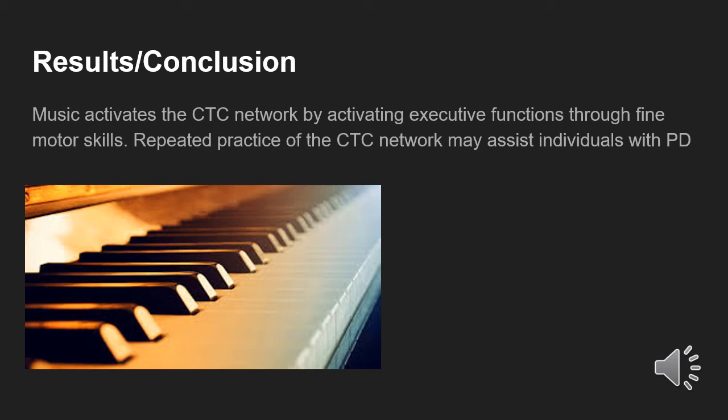And when we repeated that practice, it showed that CTC networks can actually assist with deficits in Parkinson's disease. So if we exercise these decision-making, planning, and problem-solving through this facilitated music experience, it may actually help with neurological deficits.